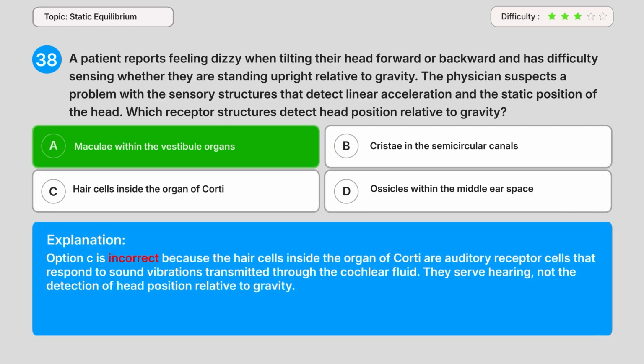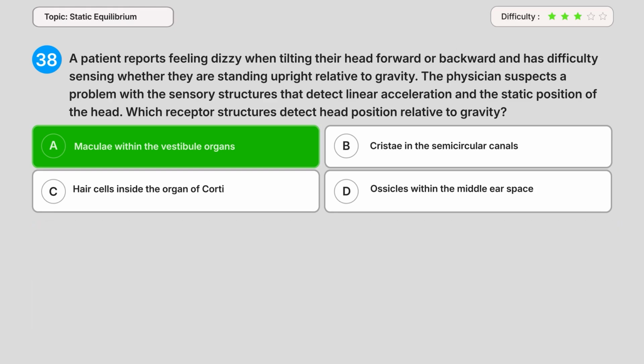Option C is incorrect because the hair cells inside the organ of Corti are auditory receptor cells that respond to sound vibrations transmitted through the cochlear fluid. They serve hearing, not the detection of head position relative to gravity.